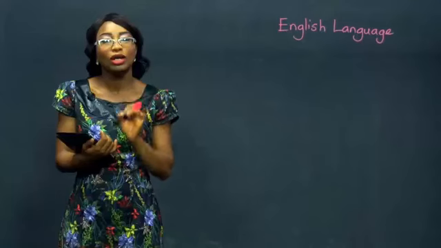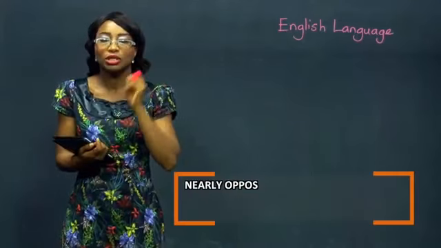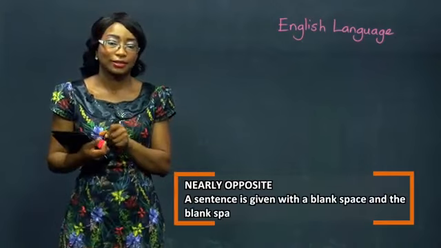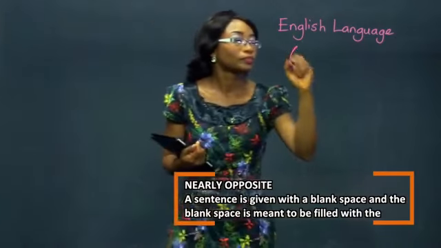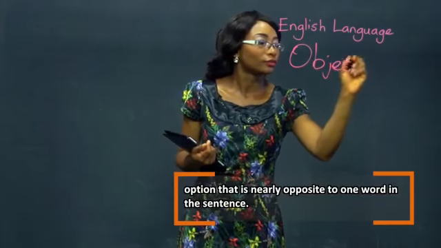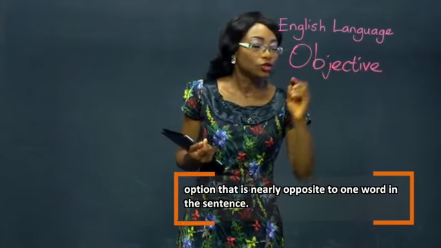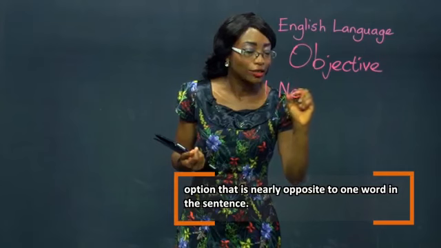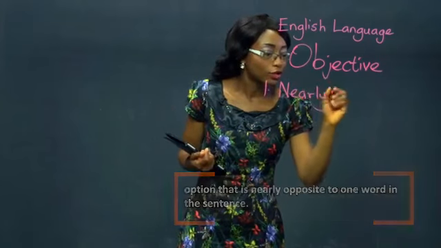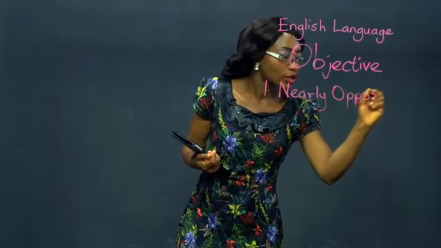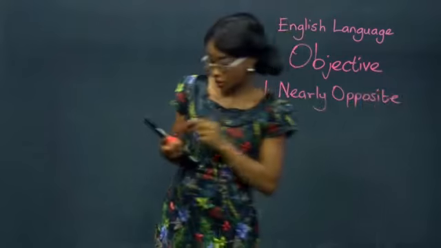And the first type is what I call the nearly opposites. You're given a sentence, you're given a blank space, and you're supposed to fill the blank space with a word that is nearly opposite to one word in that sentence. I'll give you an example. But before then, let's just write what we're looking at today. So we're looking at objectives, and the first is the nearly opposite question.